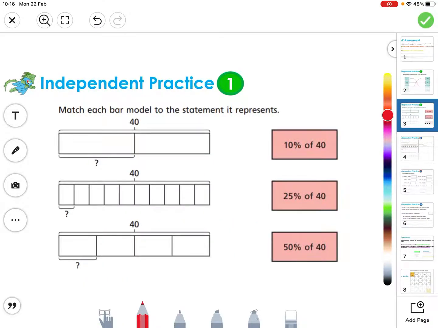Slide number 3. Match each bar model to the statement it represents. Well, 40 splits into 2, so 40 divided by 2. So that's going to be 50% of 40. The next one is 40 split into 10 equal parts, so that would be 10% of 40. And then the bottom one is 40 split into 4 equal parts, and we know that if you split something into 4, it's the same as 25%.